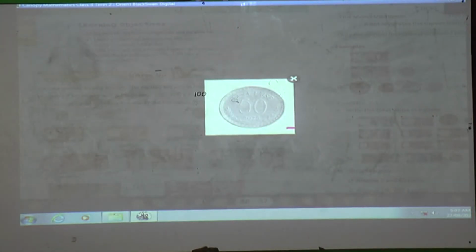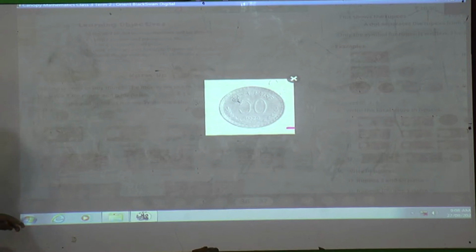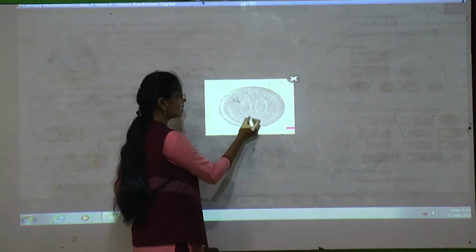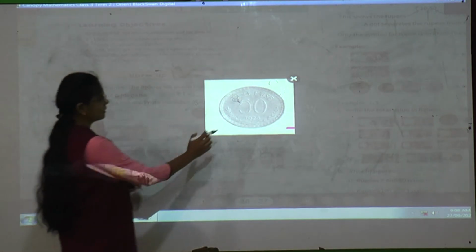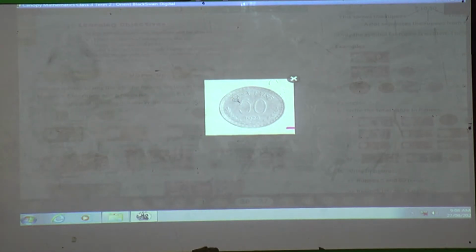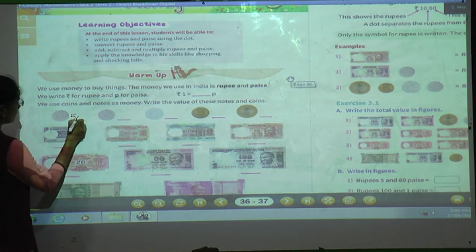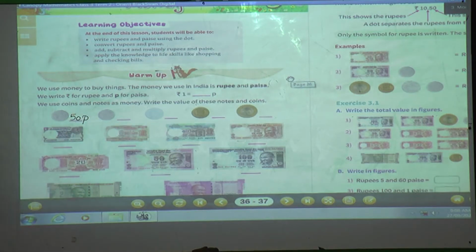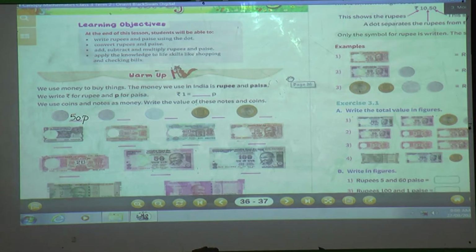Now see here, this is the coin of 50 paisa. See here, this is a coin and here you can see the number 50. It is a coin of 50 paisa and here also it is written paise. So here we'll write 50 paisa. How will you write 50 paisa? No need to write the full word paisa, you can write 50p because P stands for paisa.